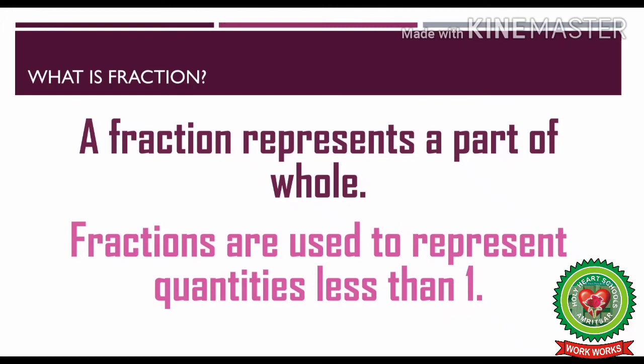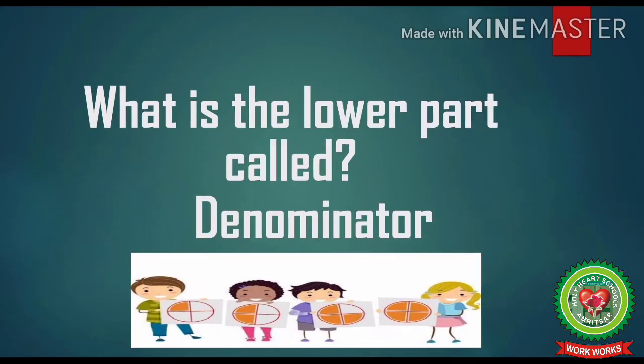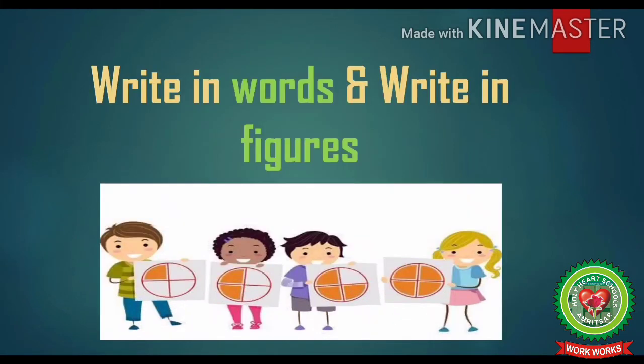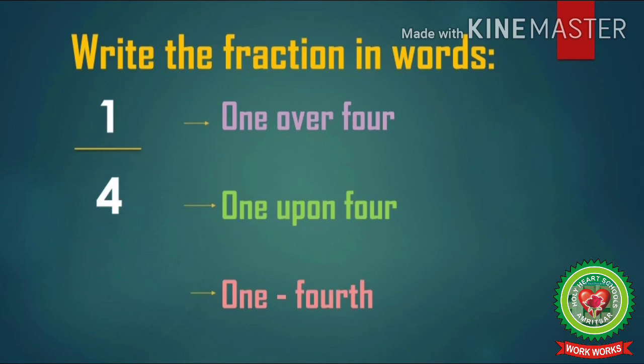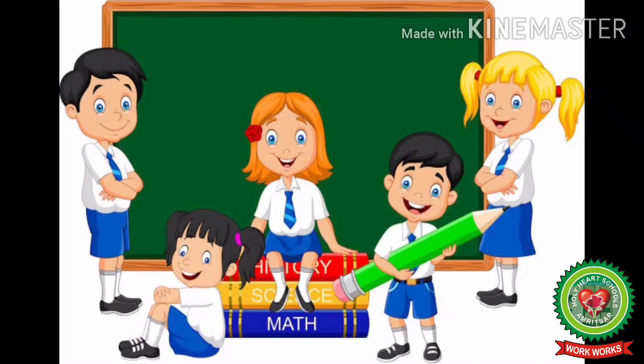Now let's recall what we have learnt today. We have learnt that a fraction represents a part of a whole. The upper part of a fraction is called numerator and the lower part of a fraction is called denominator. Today we have learnt how to write the fractions in words and in figures. So we can write the fraction in 3 different ways. And for the 3 different ways, when we write the fraction in figures, it will be the same. So, I hope kids, you have understood how to write the fractions in words and also in figures.